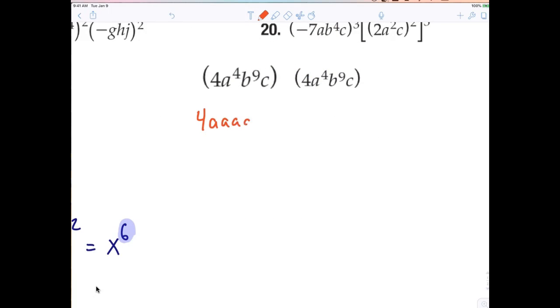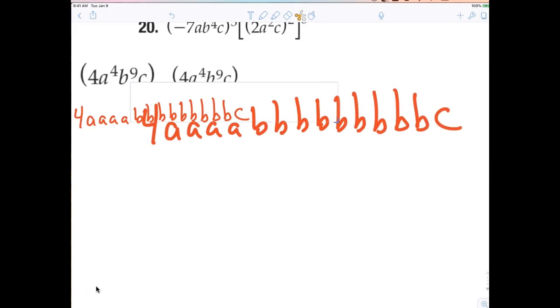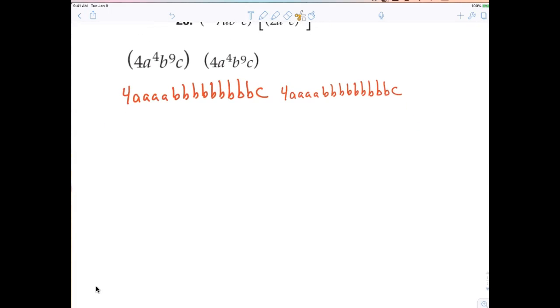4, 1, 2, 3, 4, 1, 2, 3, 4, 5, 6, 7, 8, 9, C. Does everybody see that? That's what that means. Right? And then, just in the interest of time, that's what that means. Does everybody see that? Does everybody understand what I'm trying to show you? And so now you're just multiplying all that together. Everybody see?